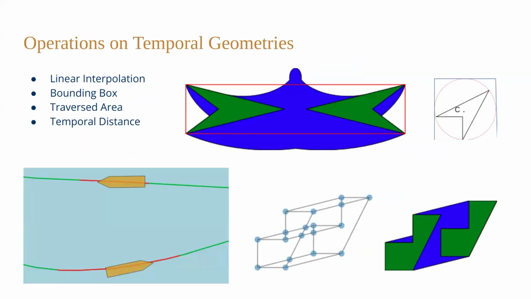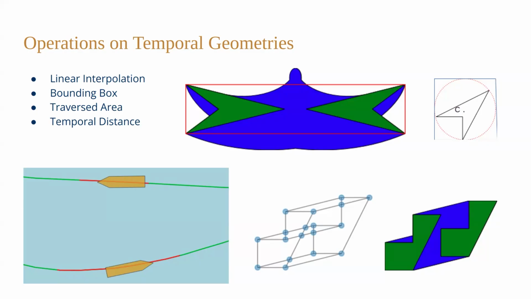This defines the data model, and this is how we implement the data type in MobilityDB. Next to that, we also implement a set of functions that can be used to analyze this data type. For example, linear interpolation is used, as I said, in the value at timestamp. We can also compute the bounding box around a rigid temporal geometry, and this bounding box can be used for indexing purposes, for example.